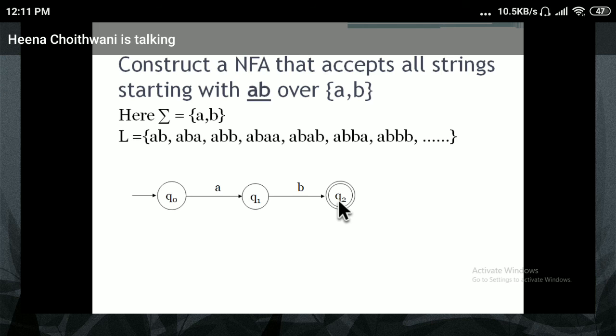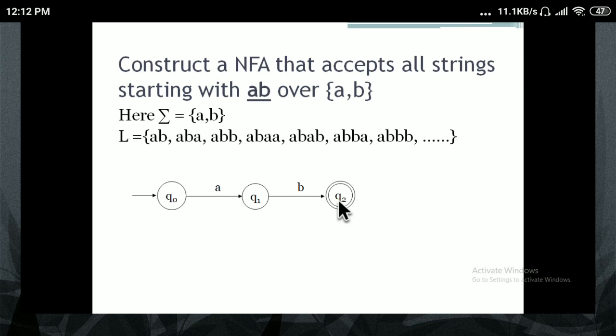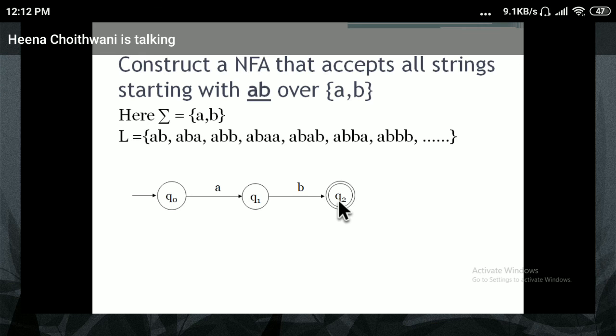I'm expecting the answers. Quickly tell me. Since the definition of NFA says we don't have to worry about completing each and every state, is this okay for accepting all the strings starting with AB? Yes, okay, I got so many answers. All are saying yes, but no. This particular NFA is capable of accepting the string AB only. It is not going to accept the strings ABA, ABB, and so on.